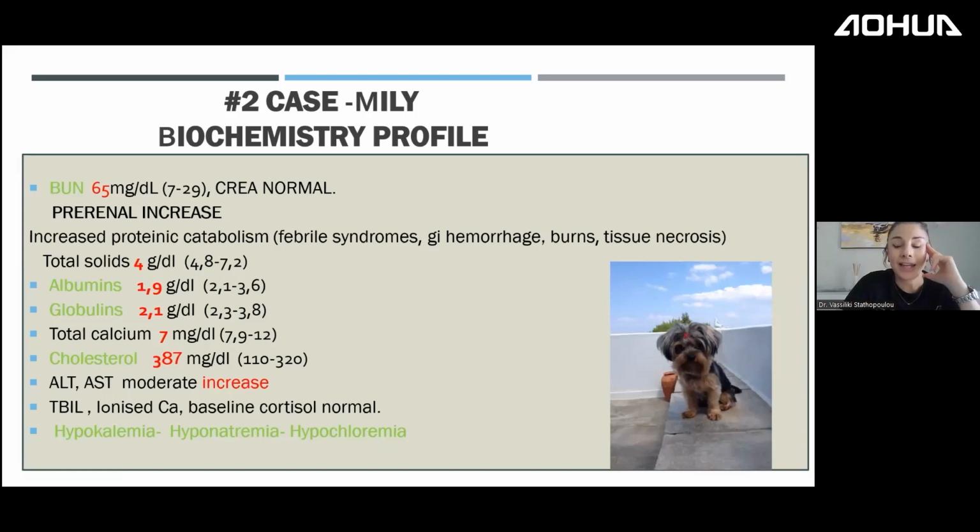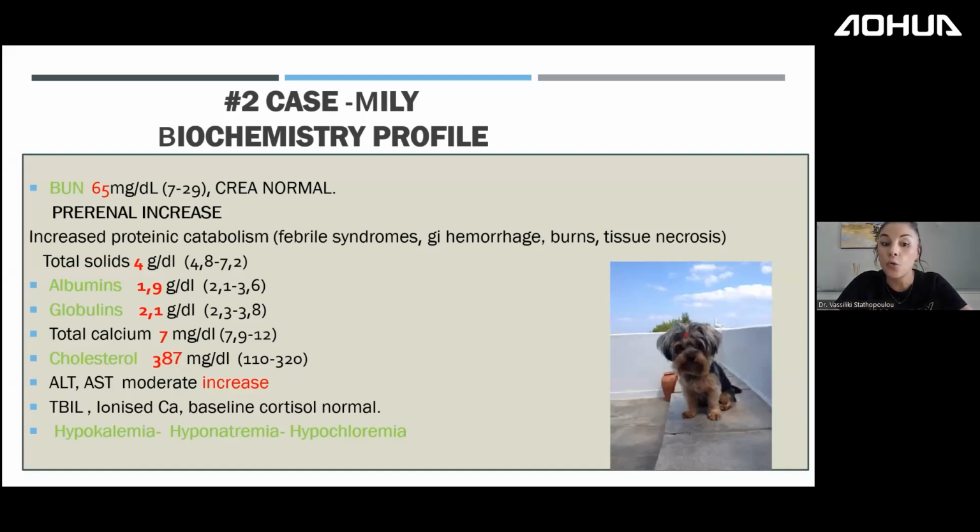The BUN elevated, the creatinine normal. So this rings bells that this could be gastric hemorrhage. Why is this? As a pre-renal increase. Okay. The total solids low. Albumins, hypoalbuminemia, and hypoglobulinemia. And I only can pronounce these words because I'm Greek, and these are Greek words. Otherwise, I wouldn't expect anyone to be able to pronounce these words. So anyway, albumins 1.9 and globulins 2.9, hypoproteinemia, severe hypoproteinemia.